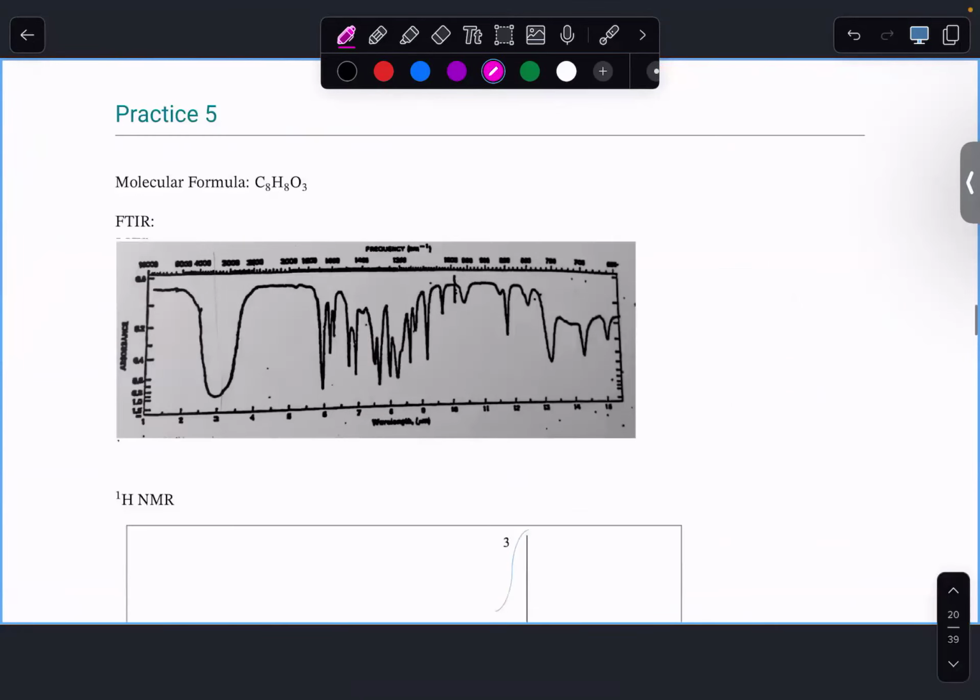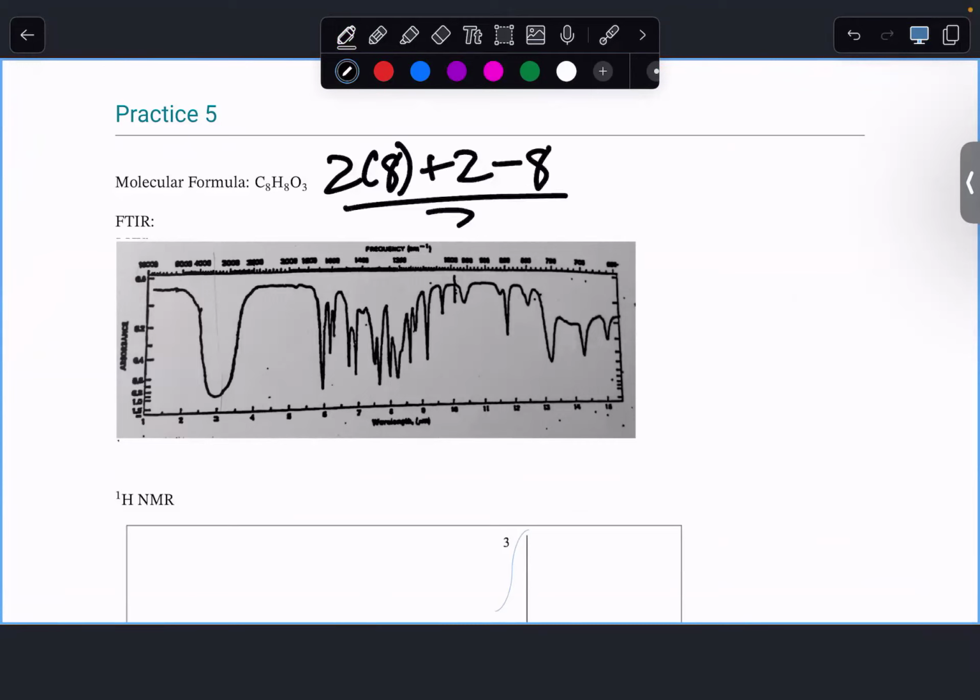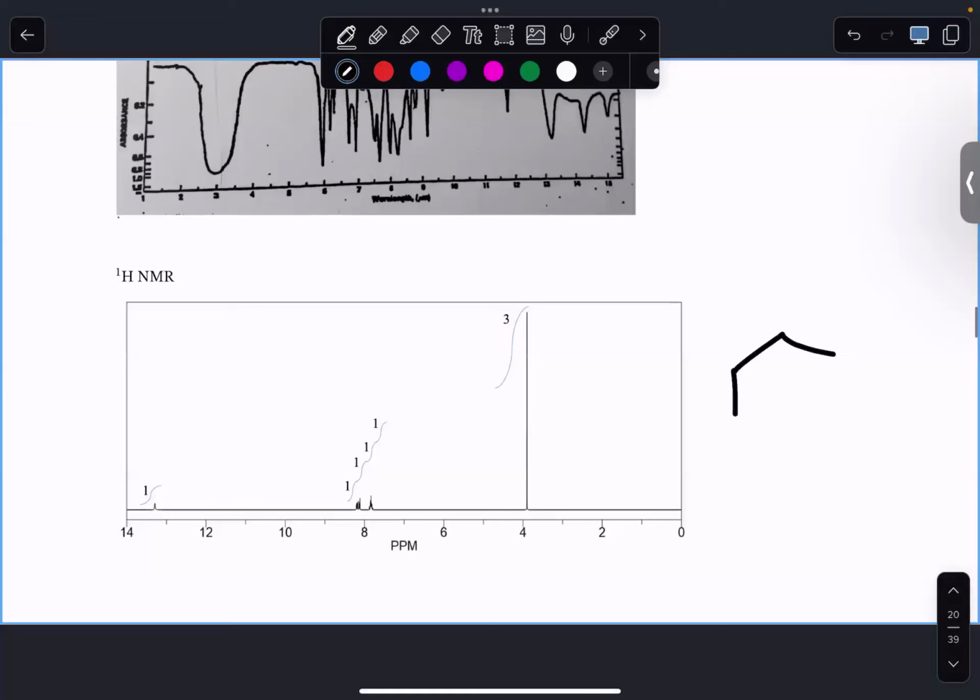Last one. 2 times 8 plus 2 minus 8, all over 2. That is going to be 5 as well. Wait, is it? Yeah. Okay. Benzene.